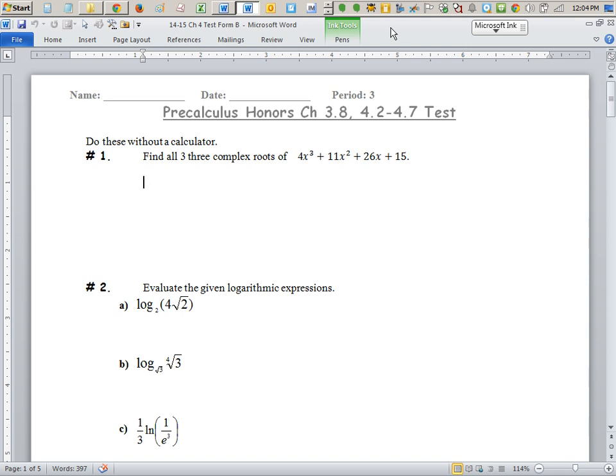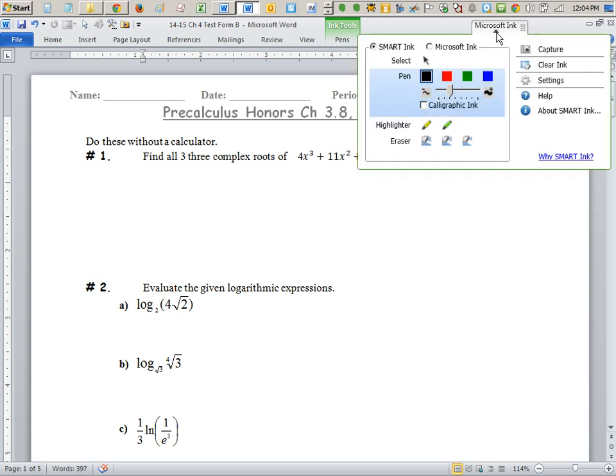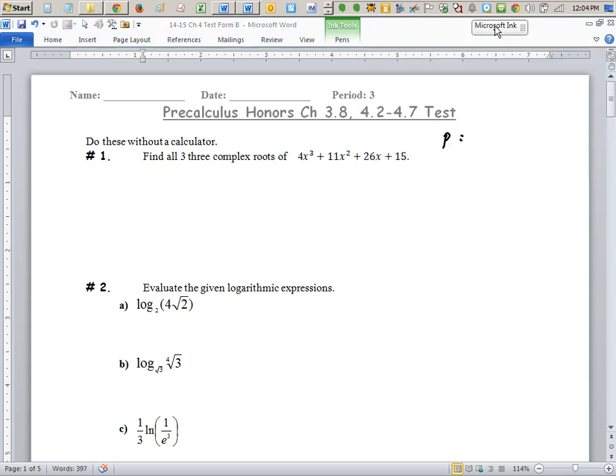Okay, so find all three complex roots of the function. What you can do is, because this is kind of a shot in the dark, write down the P's and Q's. P is 1, 3, 5, 15. Q is 1, 2, and 4. So this gives us a lot of options for P over Q.